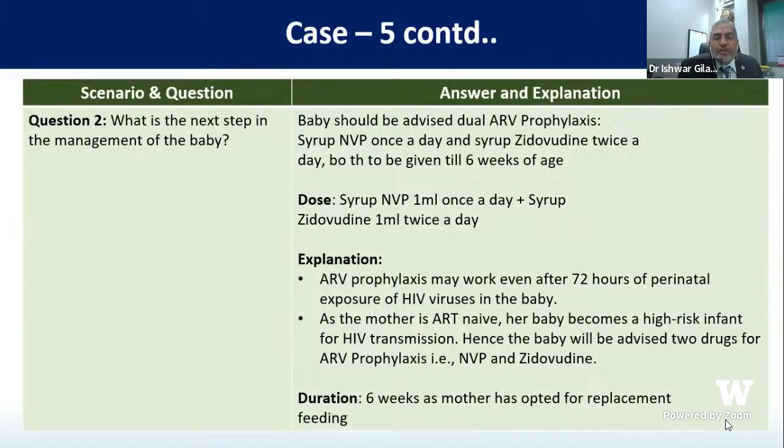ARV prophylaxis may work even after 72 hours of perinatal exposure to HIV in the baby, as we discussed earlier. As the mother is ART naive, her baby becomes a high-risk infant for HIV transmission, and the baby will be advised a two-drug regimen rather than one drug for HIV prophylaxis. In this case, nevirapine and zidovudine. And duration will be 6 weeks as mother has opted for replacement feeding. If the mother would have opted for breastfeeding, it would have been 12 weeks. Next slide, please.